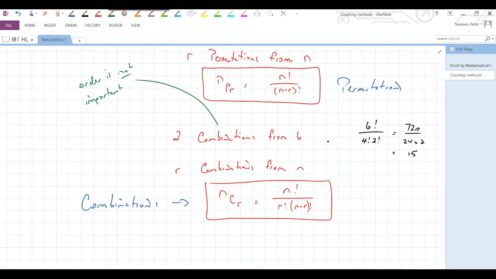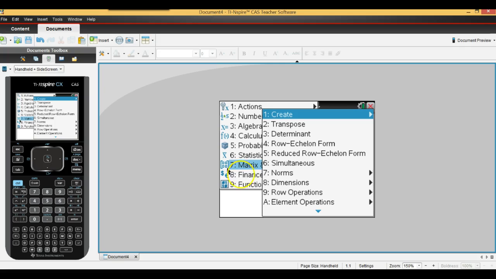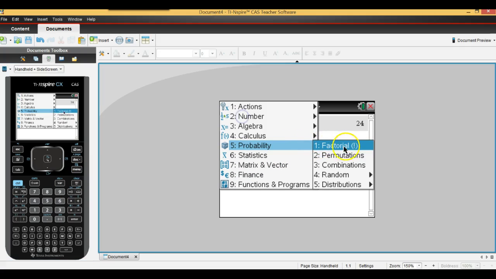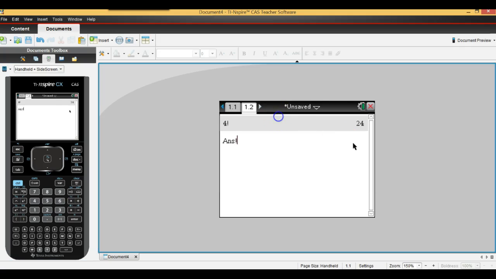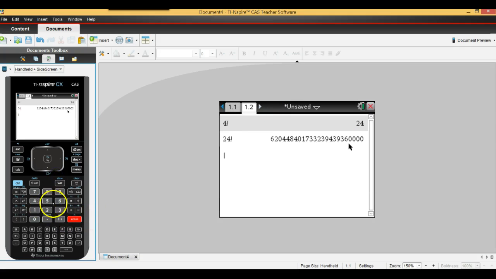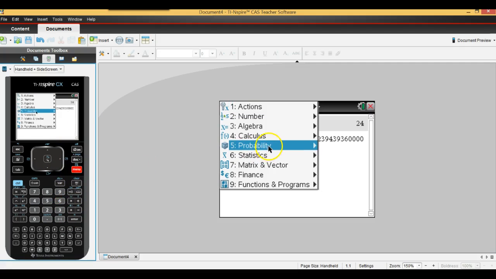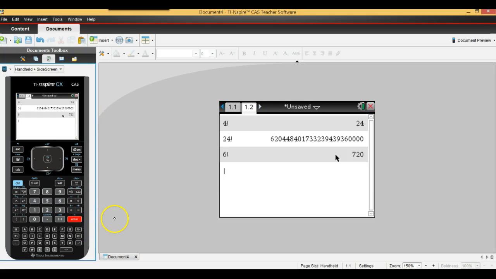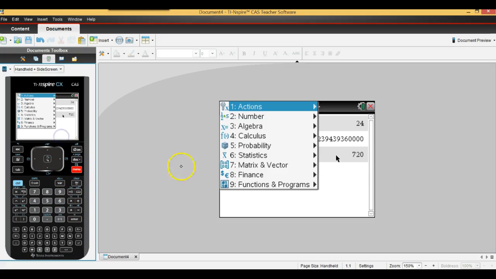Okay, so we can see this on the calculator. If we go to menu under probability, we'll see a factorial option. So we choose that, and we want to take 6 factorial. We could go 6, menu, 5, 1 and hit enter, or we could do it the way we did it before. It'd be quicker.